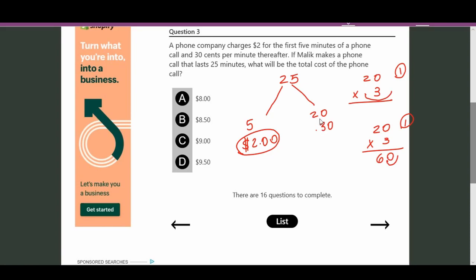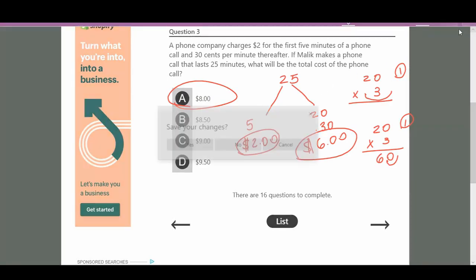So I know for 20 minutes at 30 cents a minute, that's going to be $6. So in total, for a total talk time of 25 minutes, you were charged $6 plus $2, which is a total of $8. Okay? So again, very basic concepts on the arithmetic reasoning subtest. You just have to be able to do work with decimals and fractions. That's what's going to trip most people up on this section.